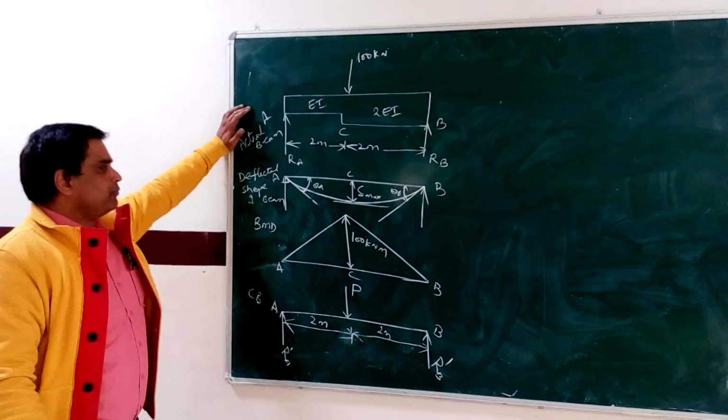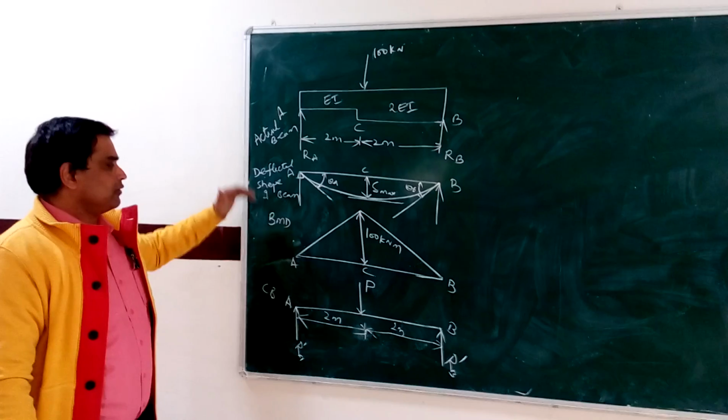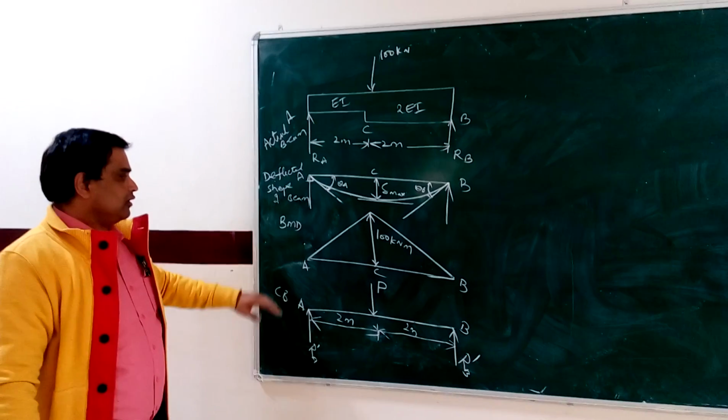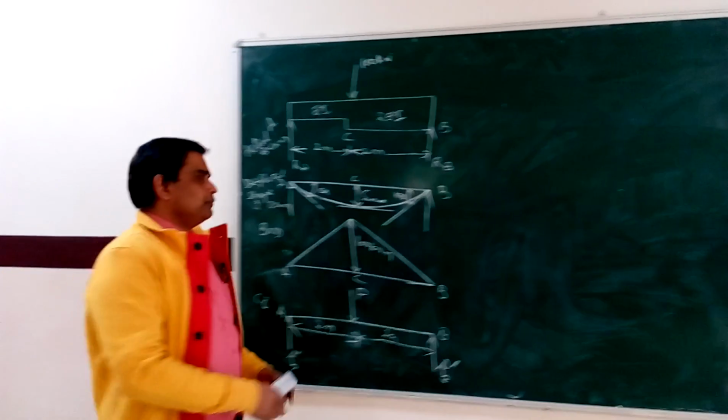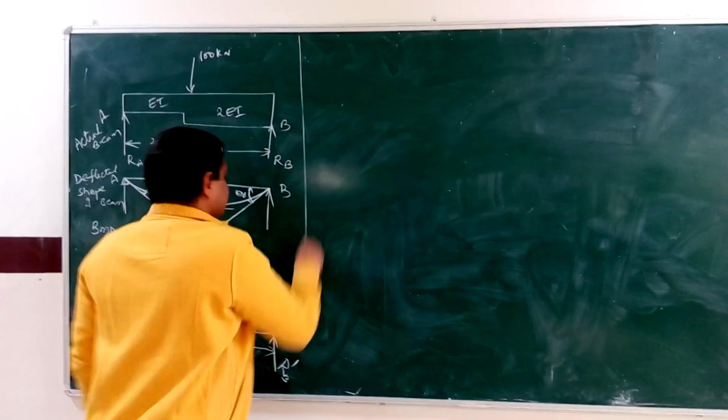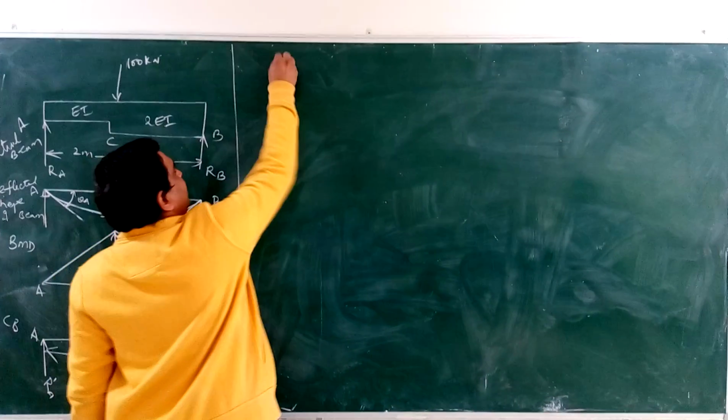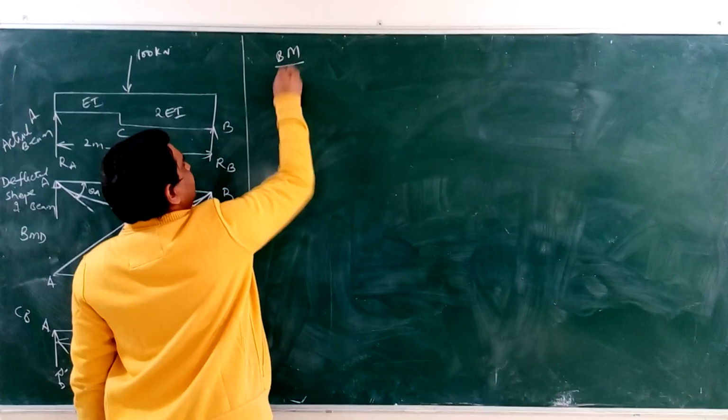This figure A is the actual beam. This figure B is the deflected shape of the beam. And figure C is the bending moment diagram. And figure D is the conjugate beam. And now draw the M by EI diagram, bending moment by EI diagram.